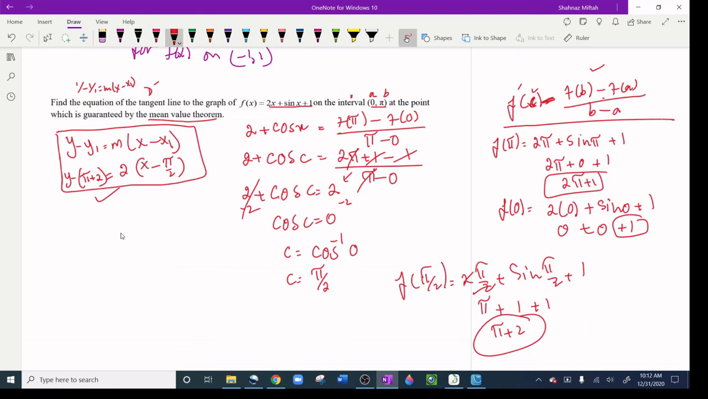Why are they doing this to get the mean value theorem? Because they are giving me intervals, but they're not specifically telling me what x value I should have. So this mean value theorem is giving me that x.